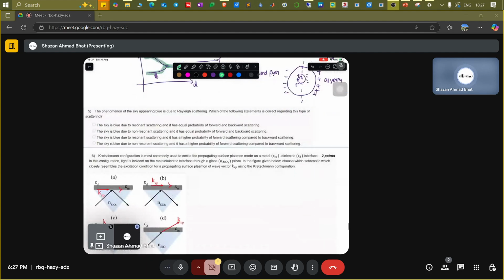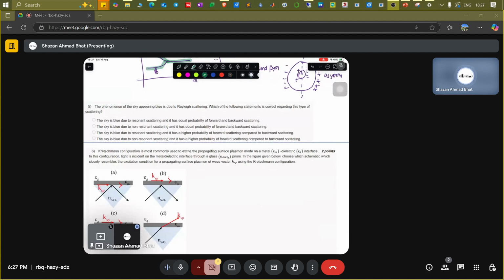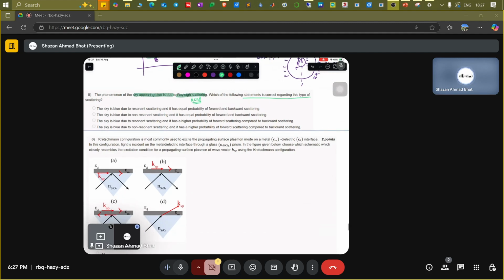Now question number 5. It's the simplest one. The phenomenon of the sky appearing blue is due to Rayleigh scattering, when the size is much less than, I should say, the wavelength is much greater than the size. Which of the following is correct? The sky is blue due to non-resonant scattering, and it has equal probability of forward and backward scattering.